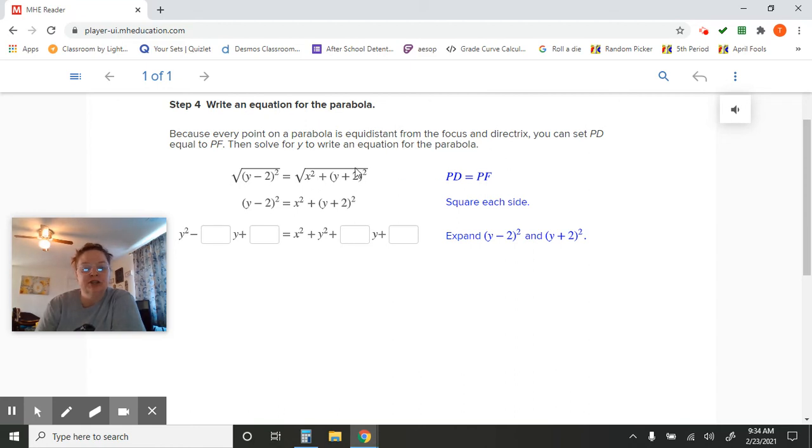So we take our two equations that we just figured out and we set them equal to each other. Squaring both sides gets rid of our radical sign, and we have the quantity y minus 2 squared equals x squared plus the quantity y plus 2 squared. When we expand y minus 2 squared and y plus 2 squared, we get y squared, and then we have minus 2 times y, which is minus 4y, and minus 2 times minus 2 is positive 4. Over here, same thing, but everything is positive because of our plus sign, so a positive 4y and a positive 4.